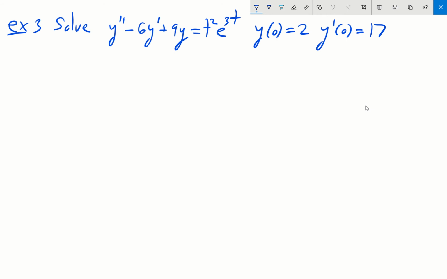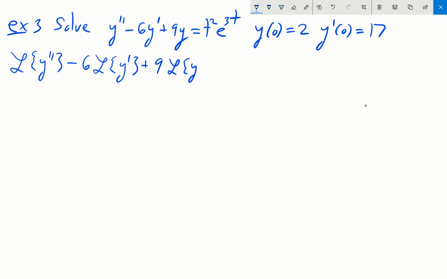The first thing we're going to do is begin by taking the Laplace transform of both sides. Again, knowing that the Laplace transform is linear, we can skip a step and just write it like this. It's going to be the Laplace transform of y double prime minus 6 times the Laplace transform of y prime plus 9 times the Laplace transform of y, and it's going to be equal to the Laplace transform of t squared e to the 3t.